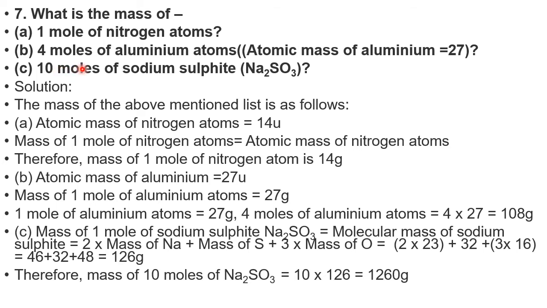What is the mass of 4 moles of aluminum atoms? Same as this only. For 1 mole, what is the mass? For 4 moles, very simple. Please calculate. And 10 moles of sodium sulfide: calculate the mass of 1 mole, multiply by 10, and you will get it for 10 moles. The formula is already given, so no need to worry. If the formula is not given, use the crisscross method to get the formula, then calculate the molar mass for 1 mole, and for 10 moles multiply. So 2-3 extra steps you have to do.